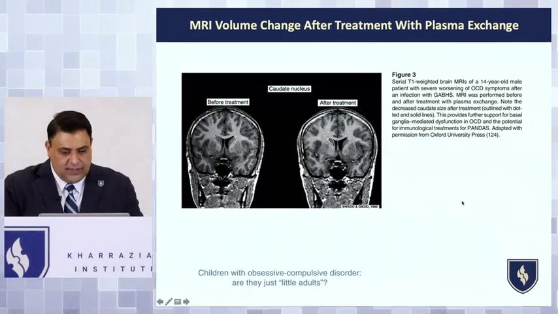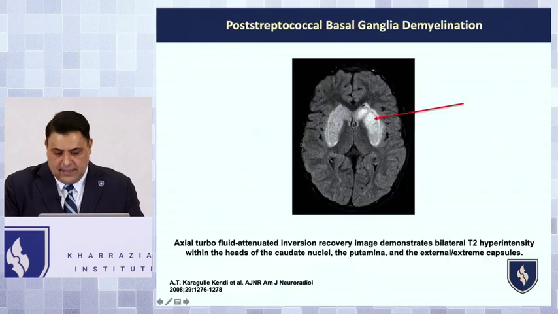And this was the study where they looked at MRI volume change after treatment with IV immunoglobulins. They actually saw the swelling come down before and after treatment. And here you can see it's not just swelling and enlargement, this is now autoimmunity, that the infection has actually injured the brain. So this is some of the patterns that show up with PANDAS.